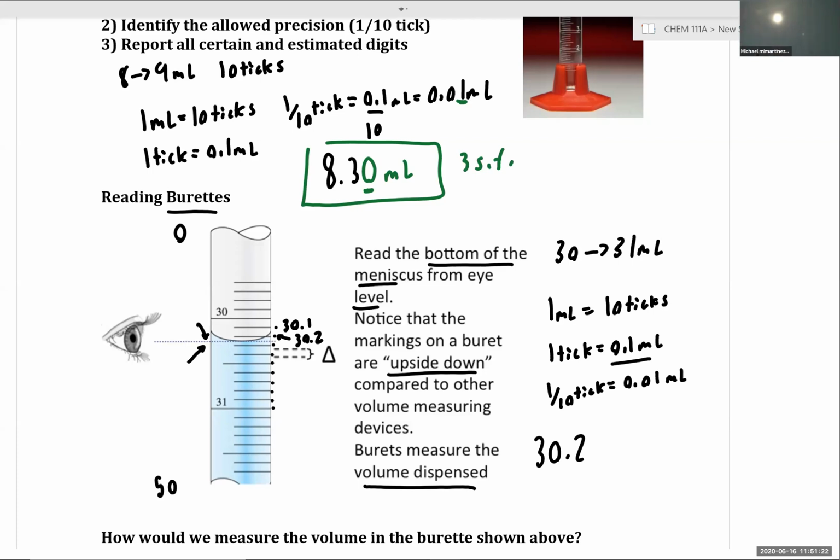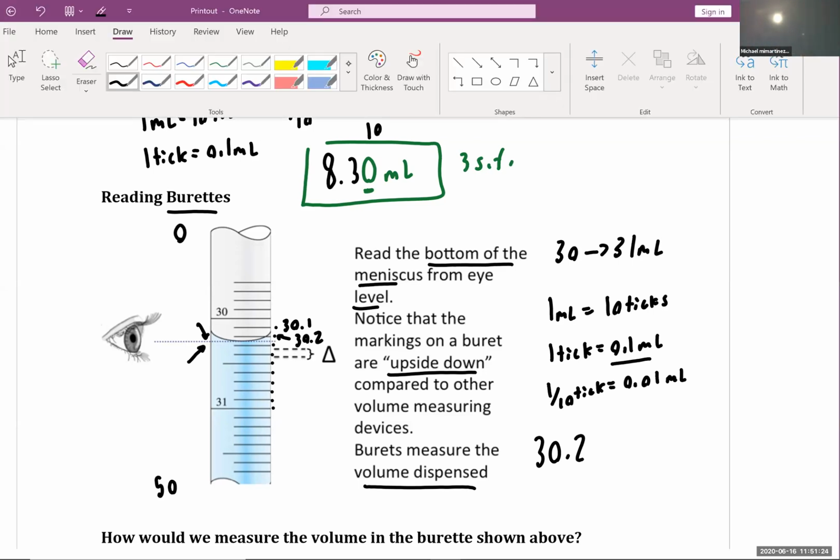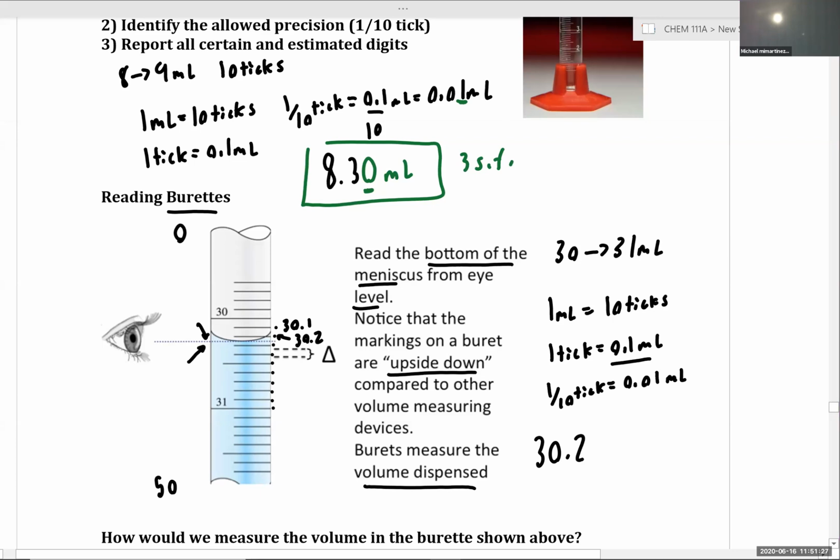And as our classmates have astutely pointed out, we can report one additional estimated digit, which is 5 in this case. Your exact estimated digit may vary, to give a measurement with a total of 4 sig figs, where we have 3 certain digits and 1 estimated digit. Exactly right. So a reasonable measurement for the volume in this buret would be 30.25 milliliters. You can report estimated digits up to 1/10 of a tick.